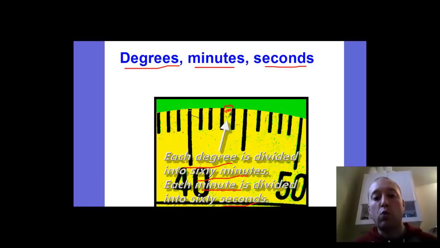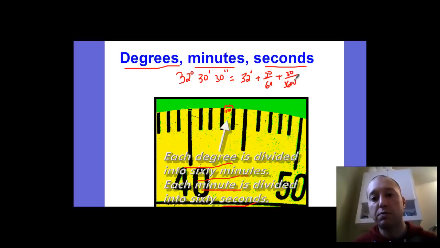So if you think about it, in 1 degree, there's 3,600 seconds. It's a way of writing a very precise number without having to include a lot of decimals. So let's choose a very easy degree here, like 32 degrees, 30 minutes, 30 seconds. That would be equivalent to 32 degrees plus 30 over 60, since there's 60 minutes in 1 degree. So that's like half a degree, plus 30 out of 3,600 seconds.